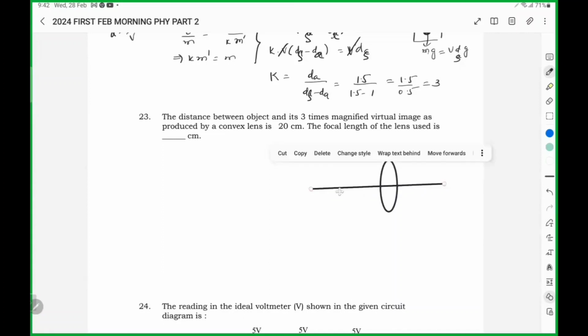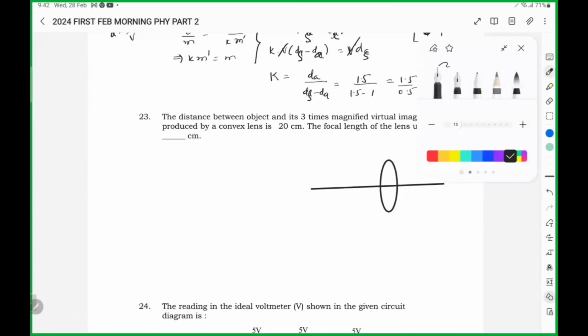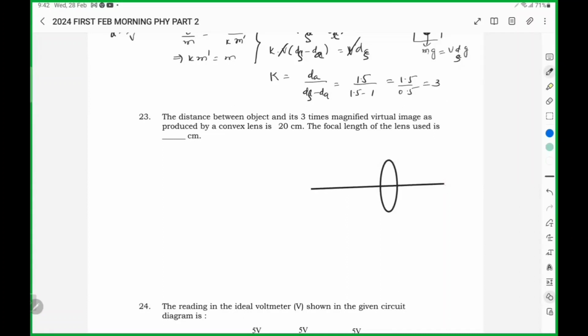So object is placed between focus and the optical center. Then we will get a virtual image.